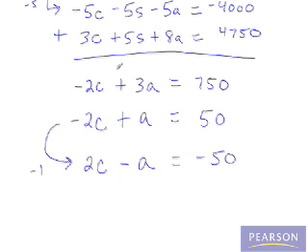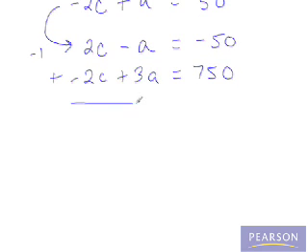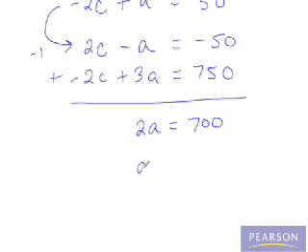So recopying our top equation, we have -2C plus 3A equals 750. When we add these 2 equations together, our C terms cancel each other out. -A plus 3A gives us positive 2A, and 750 minus 50 gives us 700. Dividing both sides by 2, A is equal to 350. So there we've solved for one of our three variables.